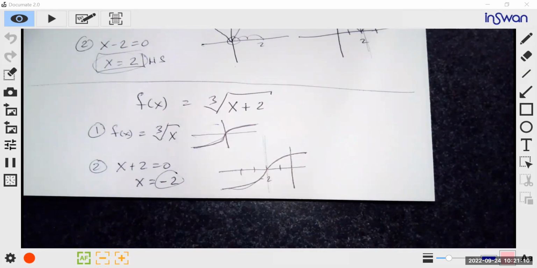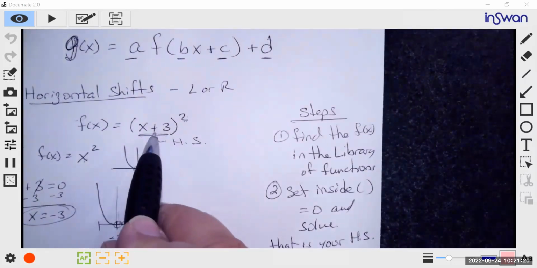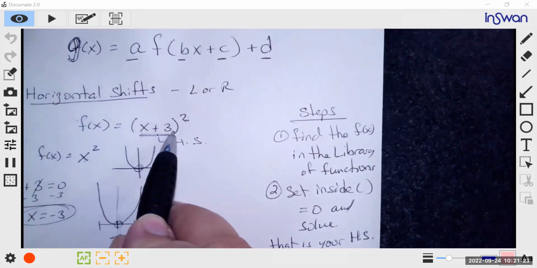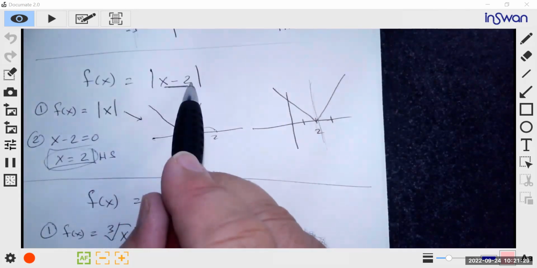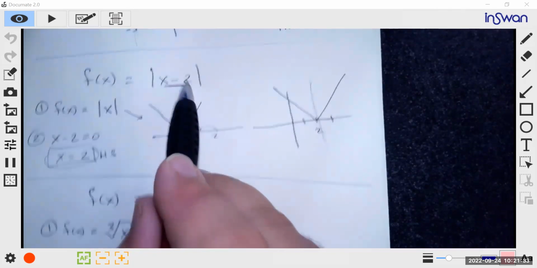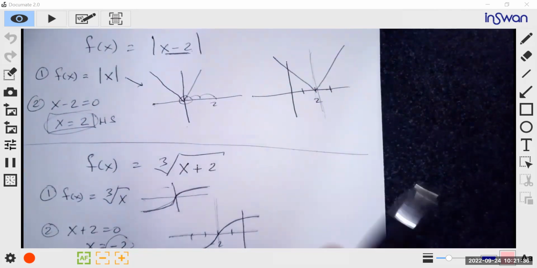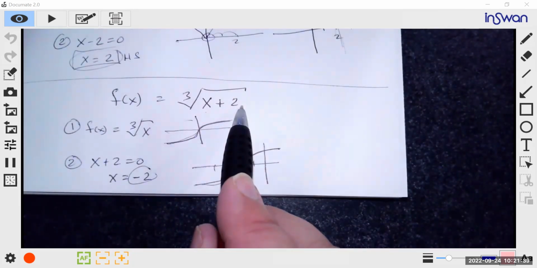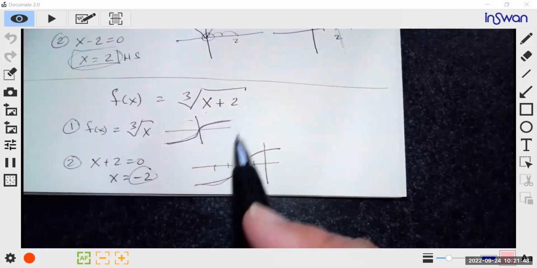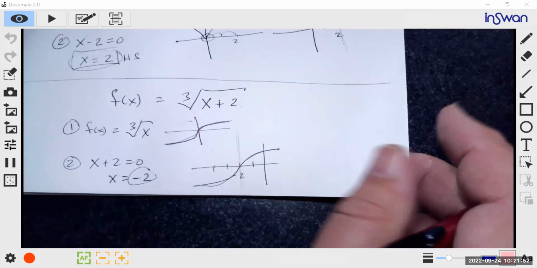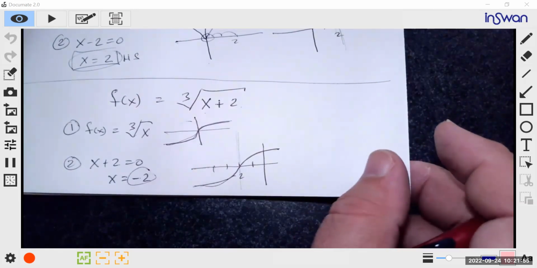Remember when we did circles and we looked for the h, k values for the center? Same thing here. If it's x plus 3, take the opposite sign, the answer is -3. That's the shift. If it's x minus 2, opposite sign, the answer is +2, so I shifted to the right two spaces. The last one, x plus 2, opposite is -2, so I shift to the left. So you could use that shortcut if you want to, or you could set it equal to 0, but it's a lot easier if you do it that way. So that's a horizontal shift. It happens inside the function.